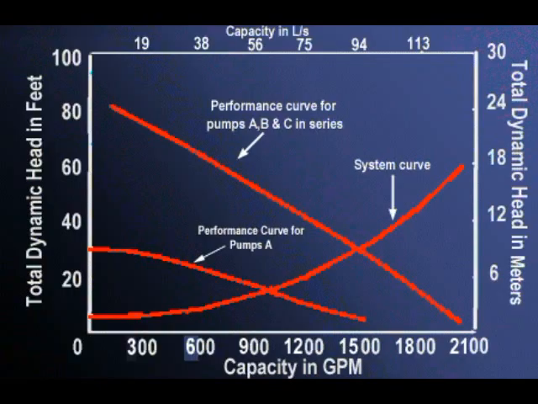Note that each point on the new curve is found by taking the capacity of one pump, but adding the pressures from the three pumps together. When pumps A, B, and C operate in series, the operating point is 93 liters per second at 8.5 meters, 1,450 gallons per minute at 28 feet.